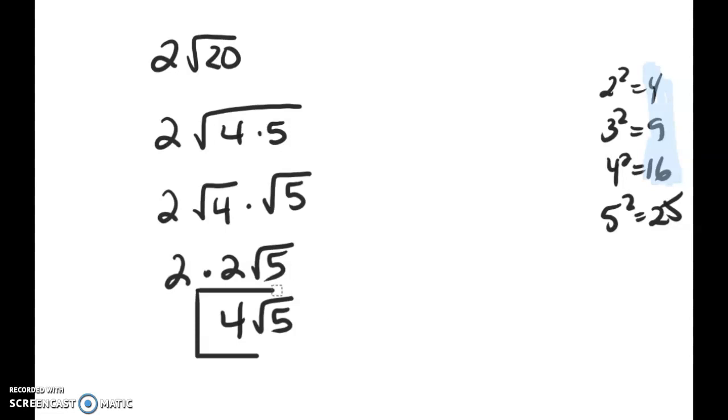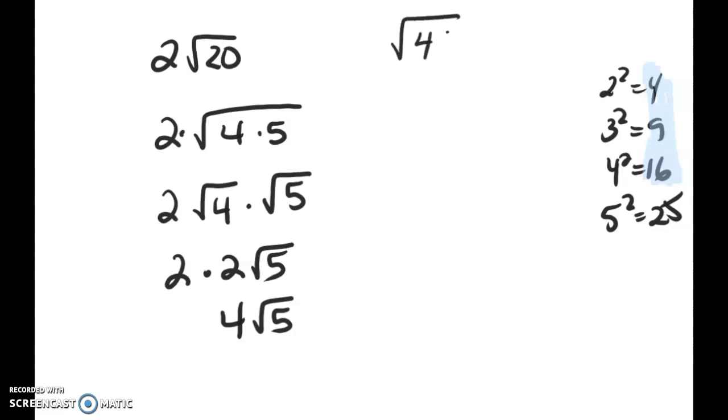And then why did I multiply the 2 times 2 together? Because this 2 that's in front is 2 times the square root of 20. So it multiplies by whatever is outside the radical. And it would multiply by the 2 that we found, and we get 4 square root of 5.